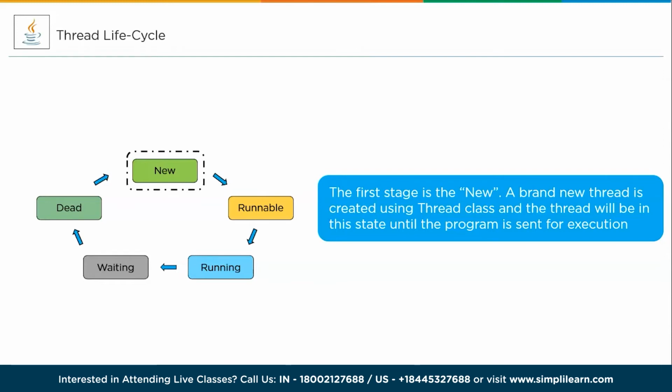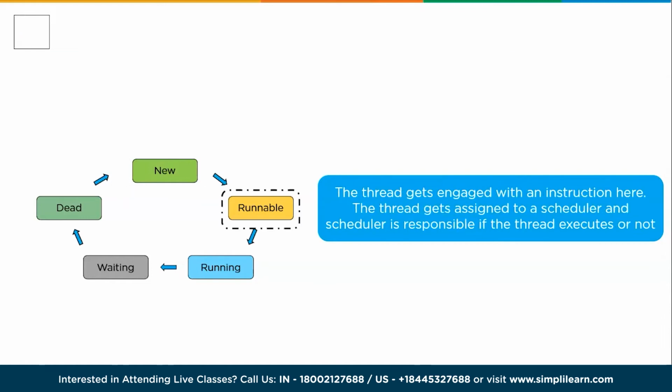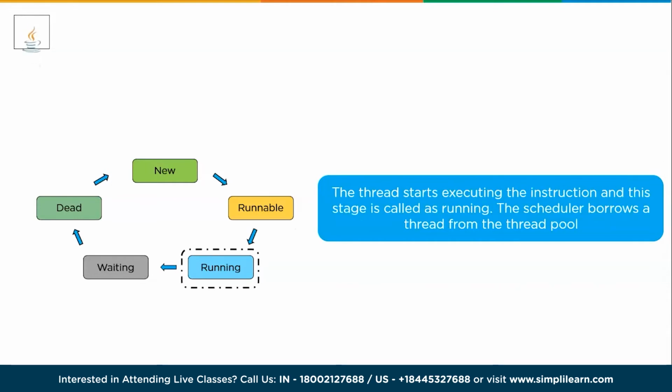sent for execution. So whenever you click on the application, it will start and the new threads are readily dispatched for every process, right? Until the process is clicked upon, until the process is started, these child threads, whichever started, will remain in the new state, right? It will not start. Whenever the request is received, the stage will change from new to runnable. The thread gets engaged with the instruction here. The thread gets assigned to a scheduler, and the scheduler is responsible for whether the threads execute or not. Once the threads receive the execution order, the threads will get into the running state from the runnable state.